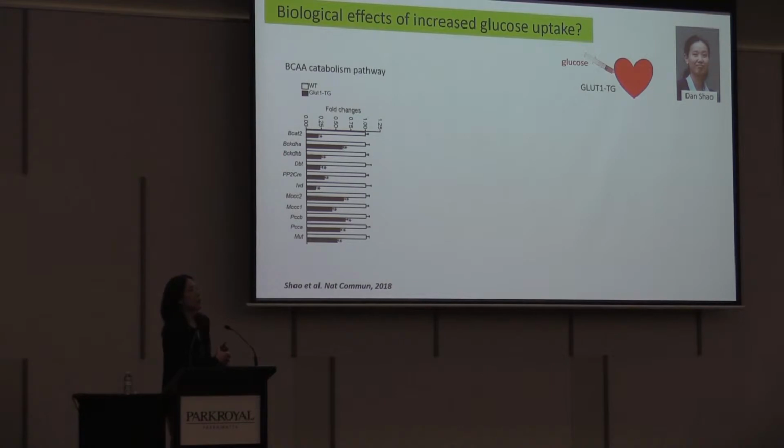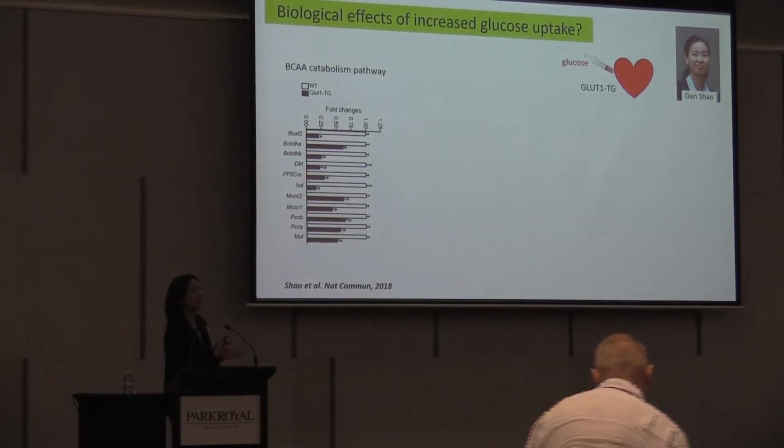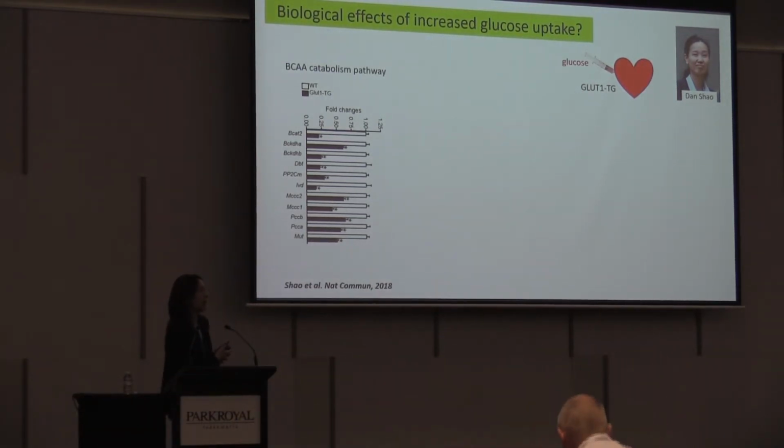Interestingly, in the transcriptome analysis, a very consistent, quite robust change she found is a downregulation of the branched-chain amino acid catabolism pathway. This was an early study where we did microarray analysis, and when we validated with real-time PCR, almost every enzyme in the branched-chain amino acid catabolism pathway was downregulated by more than 50%.